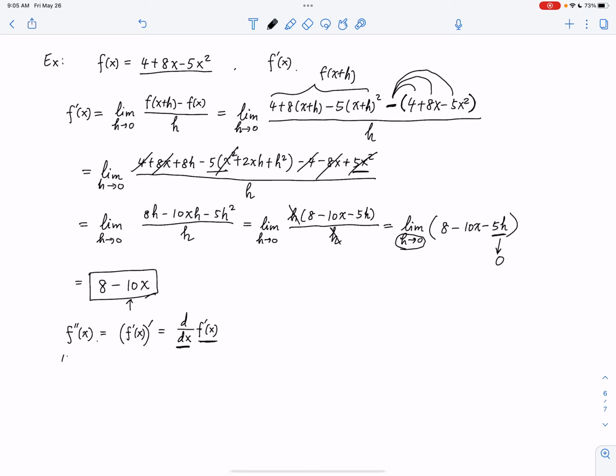Another notation for that: you can just do d dx. This is the first order derivative. Now for second order, you just write d squared over dx squared, like that.